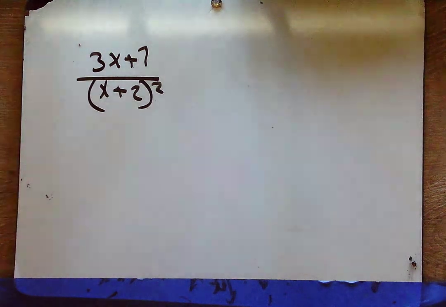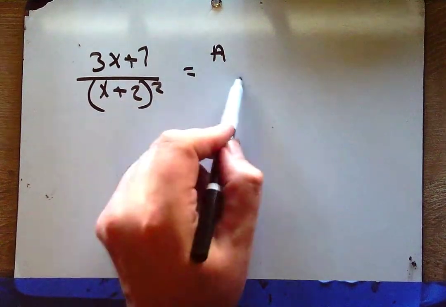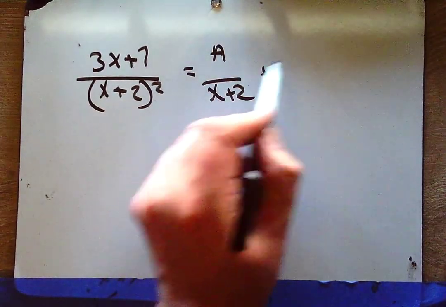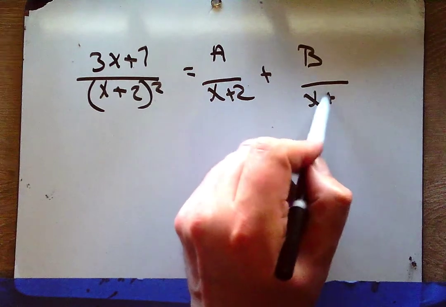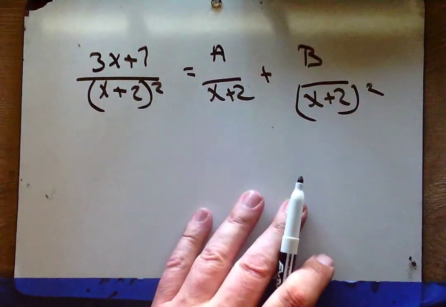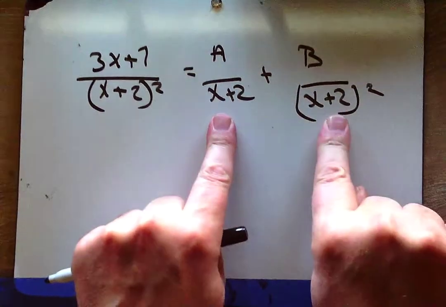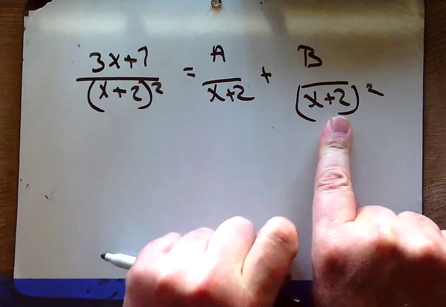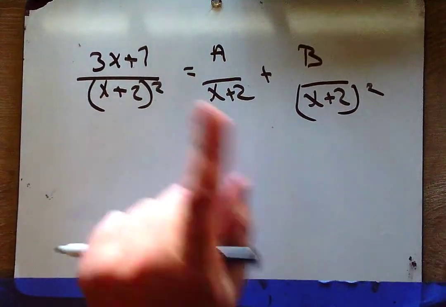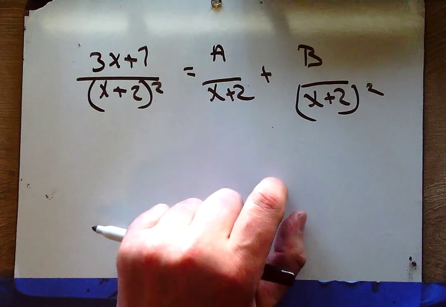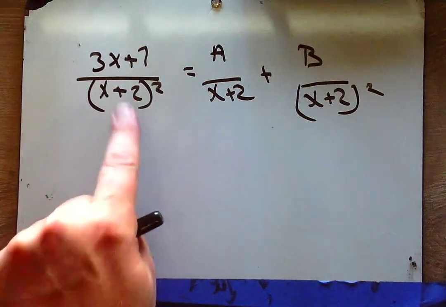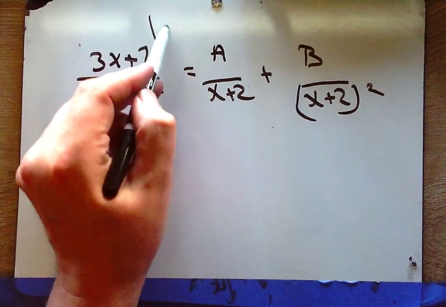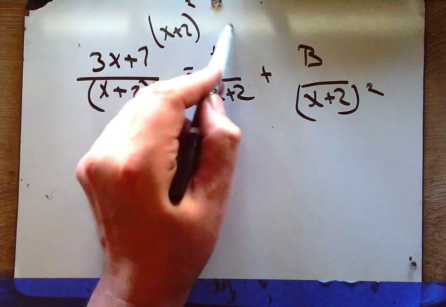Hey, welcome back. Did you have the right setup? A/(x + 2) + B/(x + 2)². And remember, this times this is not the least common denominator. This times this, you're going to end up getting stuck and very sad. So don't do that. This is the least common denominator: (x + 2)².